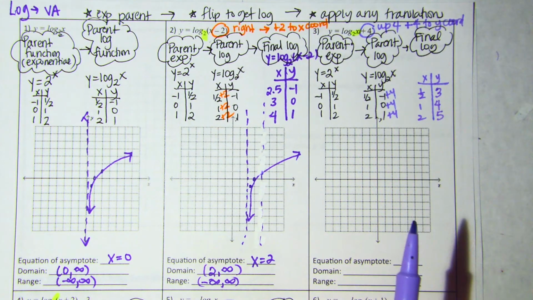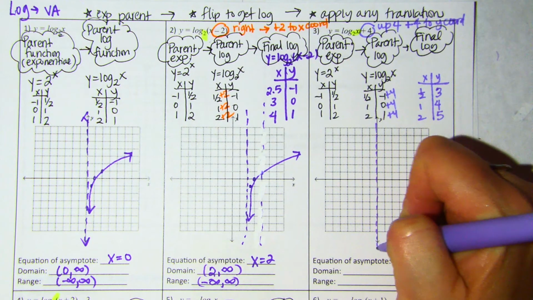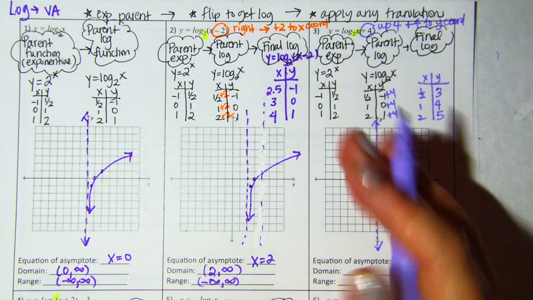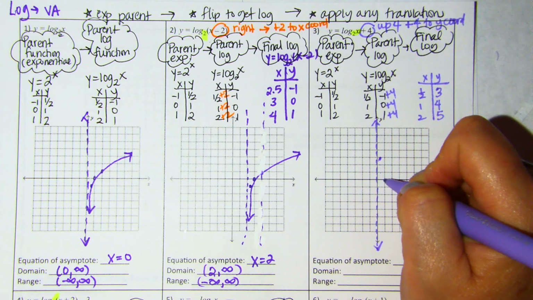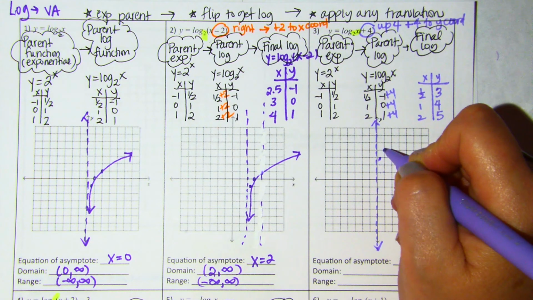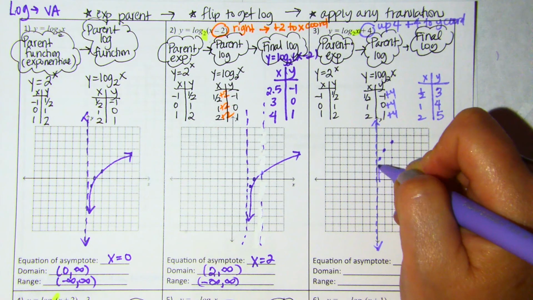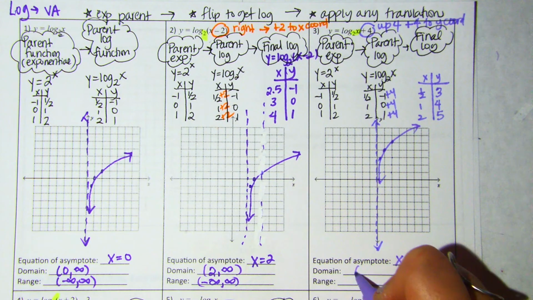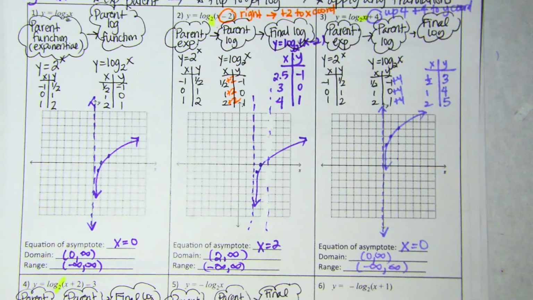Now, because it doesn't move right or left, the asymptote is not changed. The asymptote for logs only moves if the function moves right or left because it's a vertical. So 1/2, 3, 1, 4, and 2, 5. So it's the same basic shape, it just moves up. So this doesn't change. The domain is still 0 to infinity. And the range for all of these is going to be that.